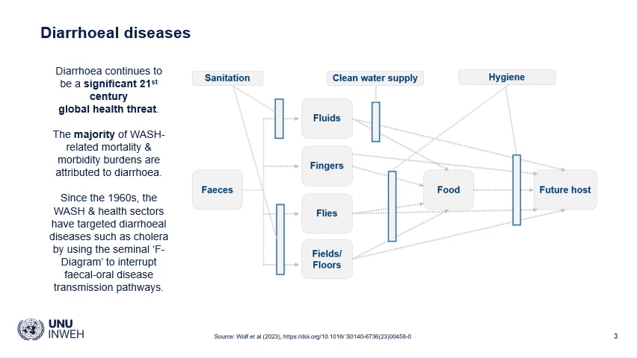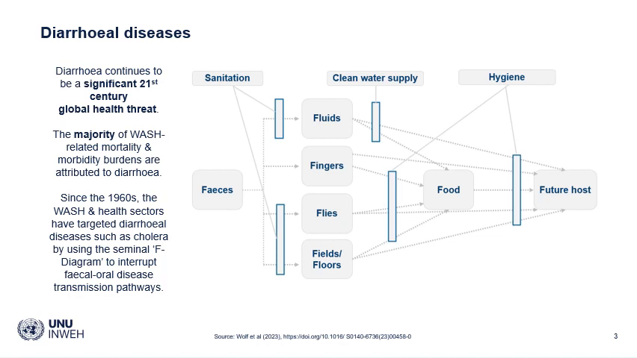The F diagram, also known as the fecal-oral transmission pathway, is a conceptual framework used in public health to illustrate the various routes through which fecal matter containing pathogens can contaminate the environment and subsequently cause diseases when ingested by humans. The F diagram typically consists of 5 main components, each representing a different stage in the transmission pathway.